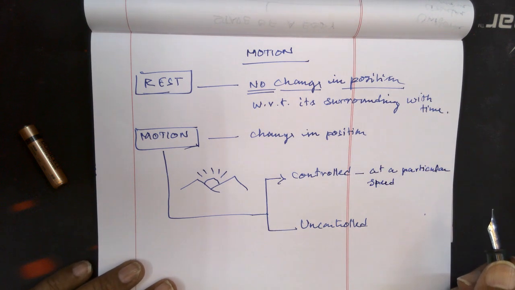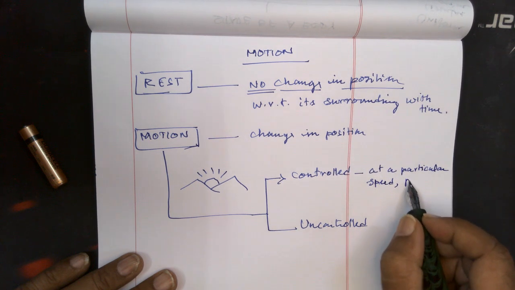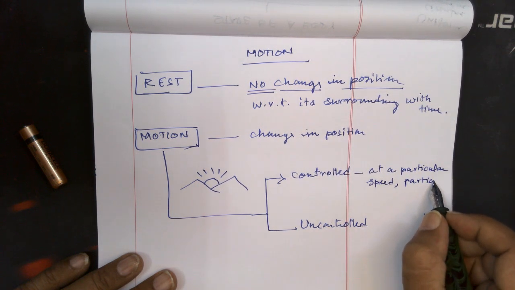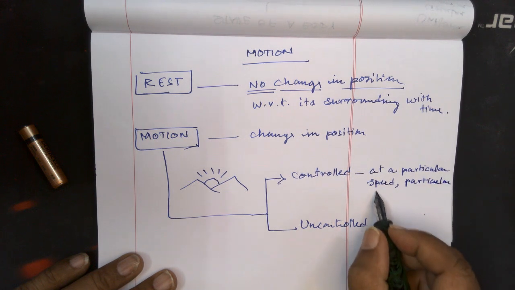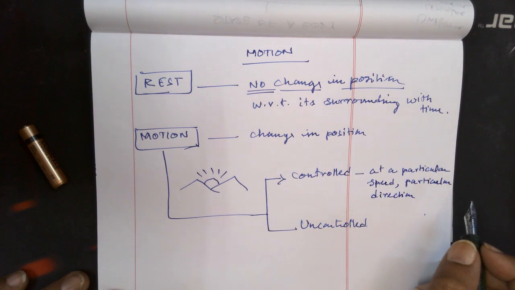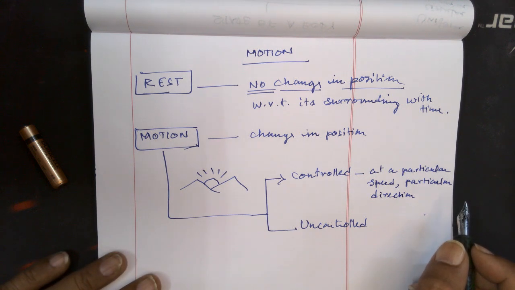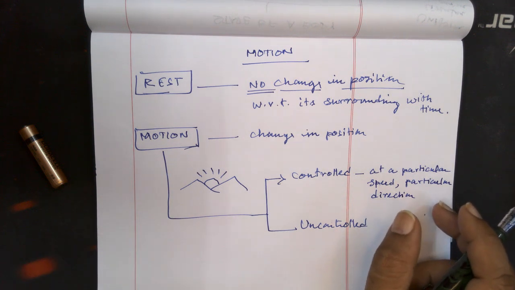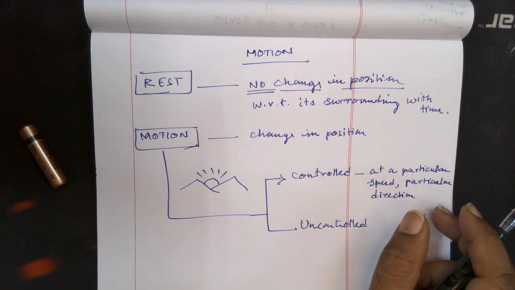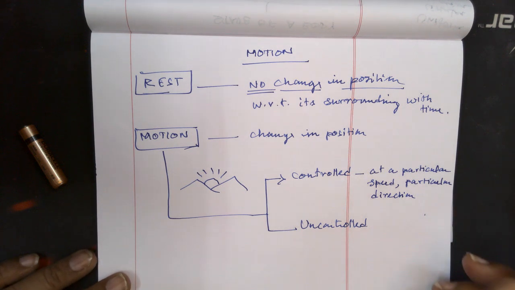At a particular speed and also in a particular direction. For example, generation of electricity. Electricity is generated by rotation of a turbine with controlled speed, with the help of falling water.